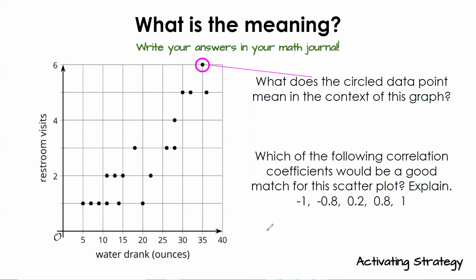So if ever you're given a graph, look at your x-axis and then look at your y-axis. So what does the x represent? Okay, so that's 35 ounces of water drink. And what does this say? 6 restroom visits.